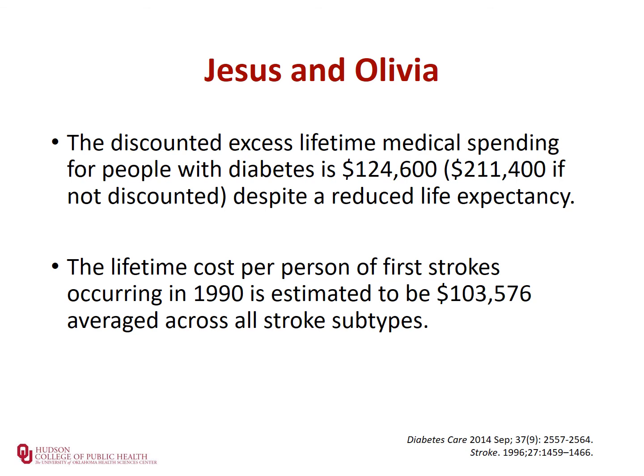It's this ongoing problem we have about having some people with insurance and those without, because again, if Jesus ends up in the hospital in the future and he's uninsured, which he is, you're going to pay his bills, whether you like it or not. Olivia's a little different. She had diabetes. Diabetes is known to reduce life expectancy, but even with that, the expense for her care going forward would be in the neighborhood of $200,000, despite a reduced life expectancy. And again, older dollars, so probably much higher than that now.